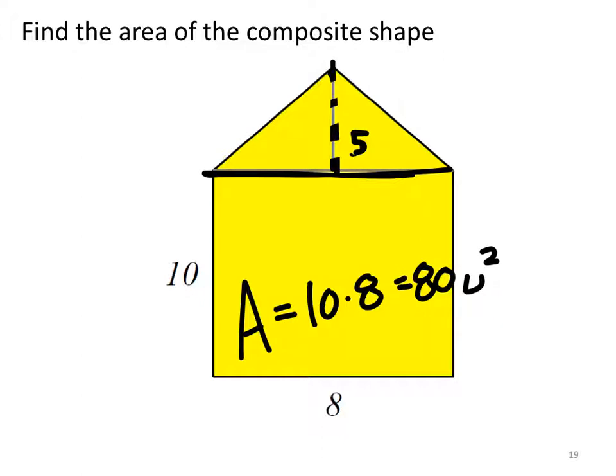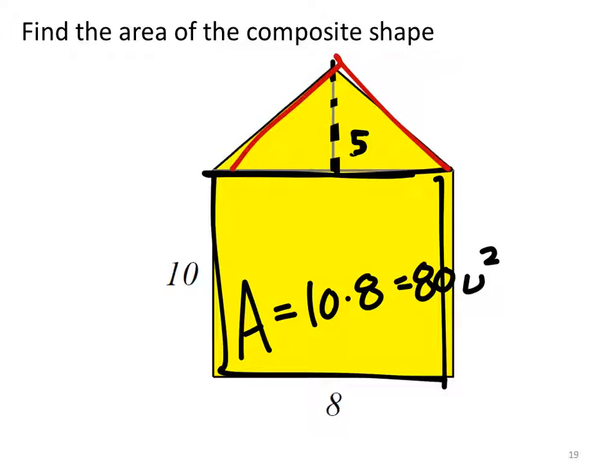Now that was just the rectangle. Next up is this triangle. We'll just outline it in red, and then we'll combine the two. There is some memorizing on this next test, right?